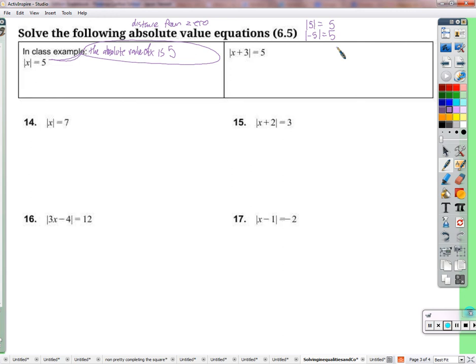Now, what you want to think about is, what could x be? X, inside that absolute value sign, what could x be? -5 or 5. It could be either one.